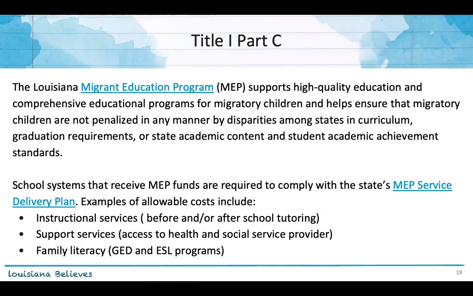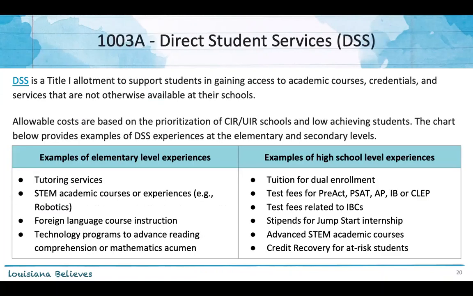Allowable costs include instructional services such as before and/or after school tutoring, support services including access to health and social service providers, and family literacy. DSS is a Title I allotment to support school systems and students in gaining access to academic courses, credentials, and services that are not otherwise available at their schools. Allowable costs for DSS are based on priority of CIR and UIR schools and low achieving students.